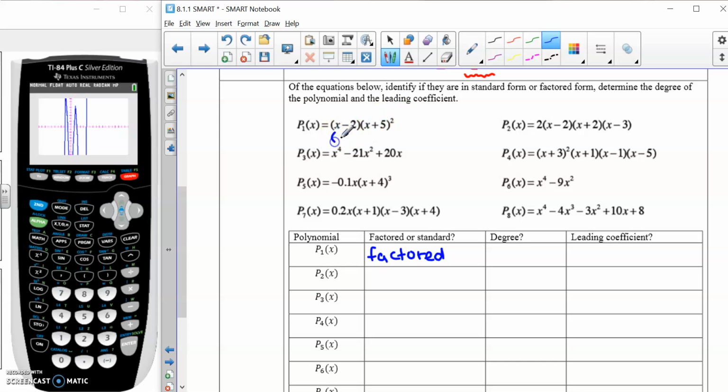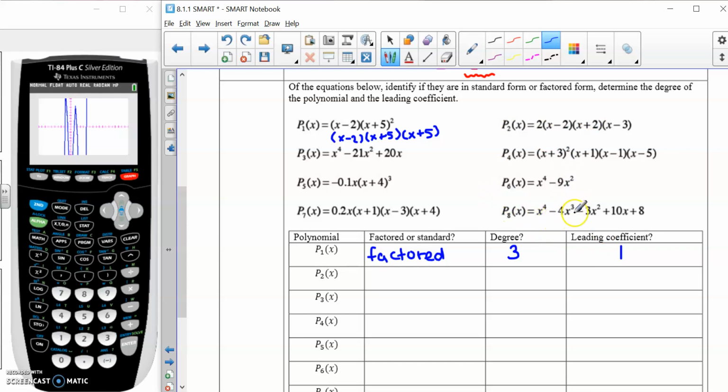Another way you could think about it is that x plus 5 being squared means there's 2 of the x plus 5s. So you could always rewrite it like this, and then you can count and be like, okay, 1, 2, 3 x's are being multiplied together, so my degree is 3. Or you could look at the original and say 1, 2, 3. So the leading coefficient, there's no number in front of our parentheses here, so we can go ahead and assume that there's a 1, and that's all for that one.